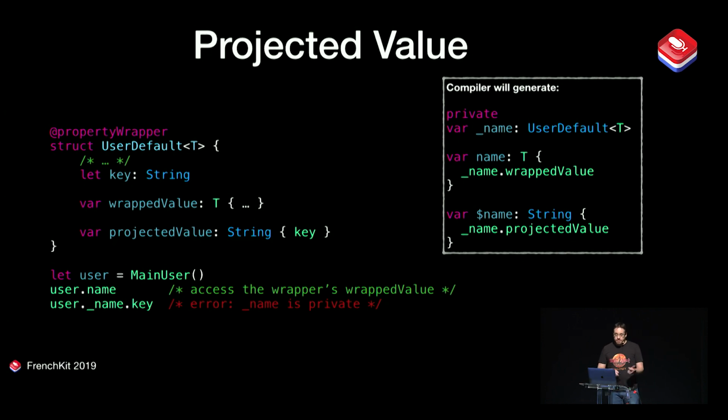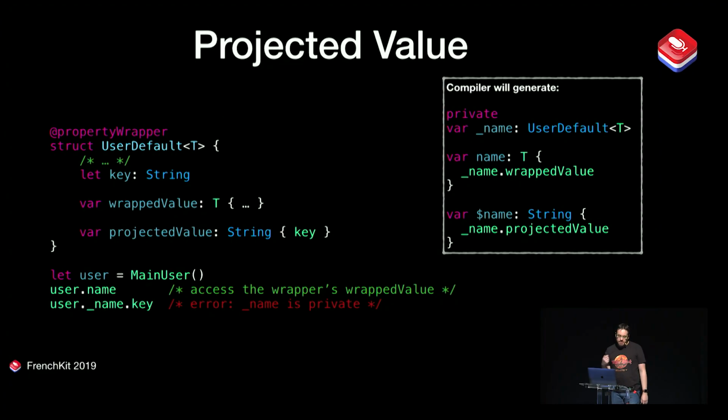But you'll notice that there is no other requirement that the property has to be named projected value, but that's it, you can put whatever you want here. So be sure when you create your property wrapper to document that very carefully, to explain that for this wrapper that I created, UserDefault, I'm going to ship that to other people in my code base. I'm going to document that the projected value of this wrapper is going to be the key.